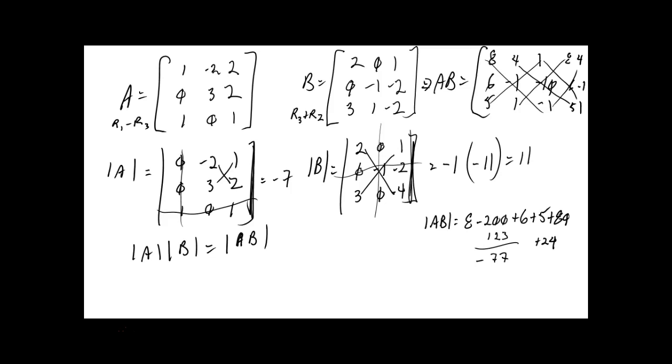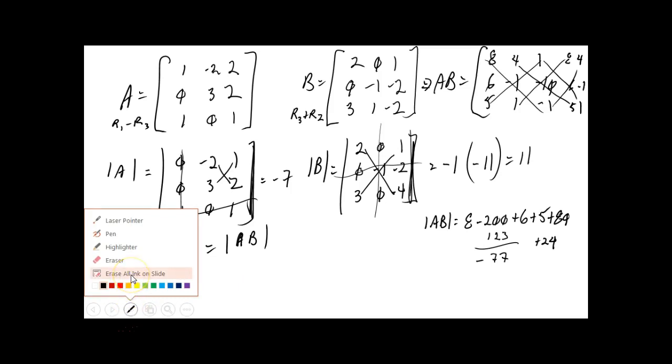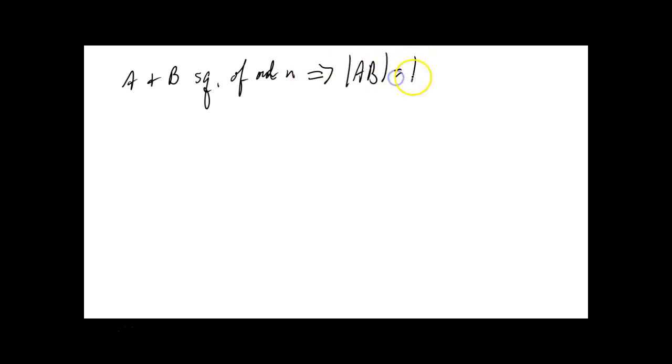All right. So here comes theorem 3.5. Ready for it? Can I erase? Okay. If A and B are square matrices, okay, and obviously same size, of order n, okay, both the same size of order n, then the determinant of AB is equal to the determinant of A times the determinant of B.